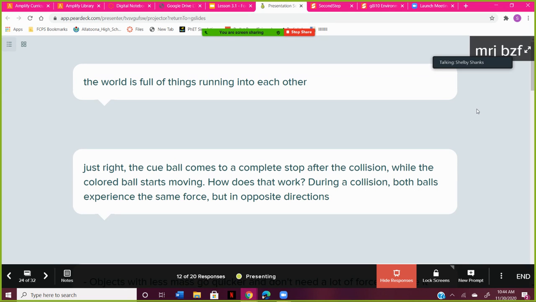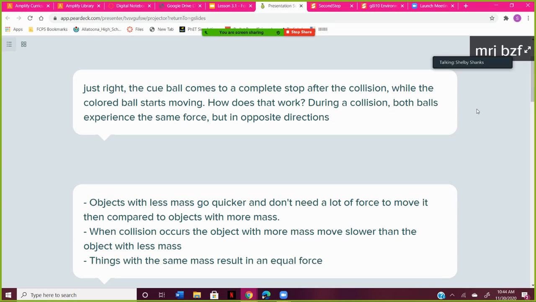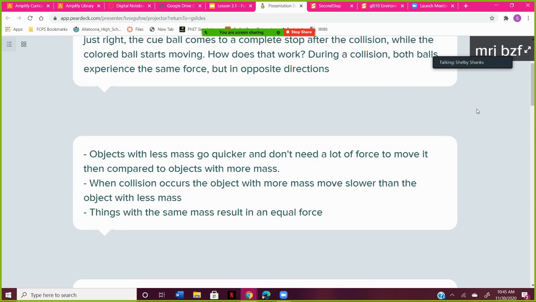All right, so the world is full of things running into each other. The cue ball comes to a complete stop after the collision. Talking about pool, if you guys have ever played pool, the white cue ball comes to a complete stop after hitting the other ball. Not so sure if it comes to an actual complete stop as soon as it hits them. I guess it kind of depends on the type of collision, because sometimes that white ball will still keep going after it hits one of the other color ones.